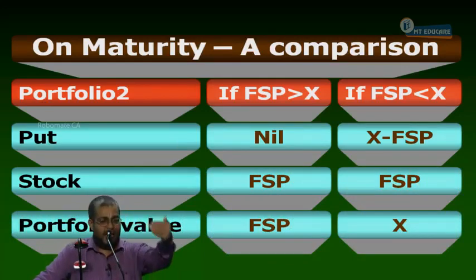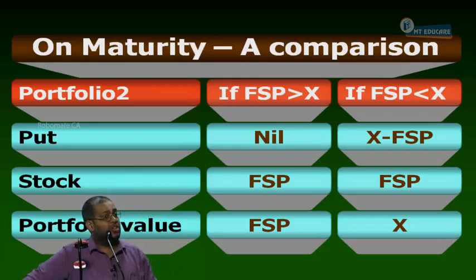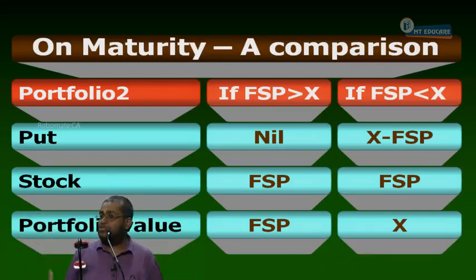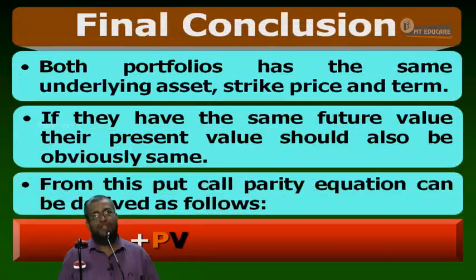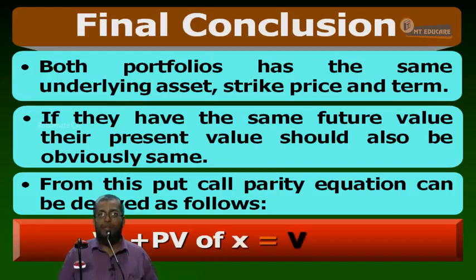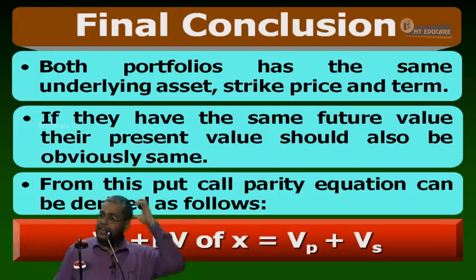So if they have the same maturity value, the present value also should be same. Why? Because the maturity value can be what? FSP or X. Both the same FSP, same strike price, in the same underlying asset and same strike price. And the discounting period also is what? Same. The reason is the same maturity period. Then the present value also should be same. Hence there exists a put call parity equation. Everybody, yes or no? So this is VC plus PV of X is equal to VP plus VS, a put call parity equation. Understood or not? Now, can I proceed further?